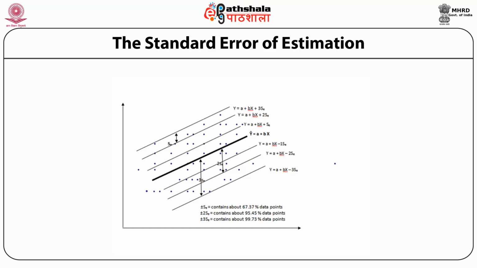So if errors are normally distributed around the regression line, we can say that 67.37% of observations would be in the plus minus 1 standard error range, and 95.45% of observations would be in the plus minus 2 standard error range, and similarly 99.73% of data points would be in the plus minus 3 standard error range.